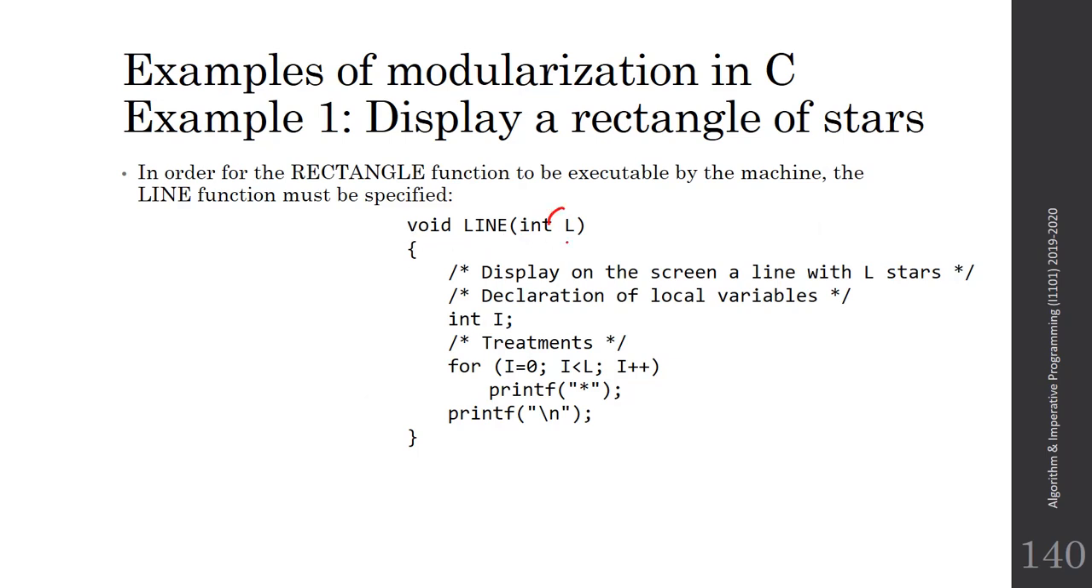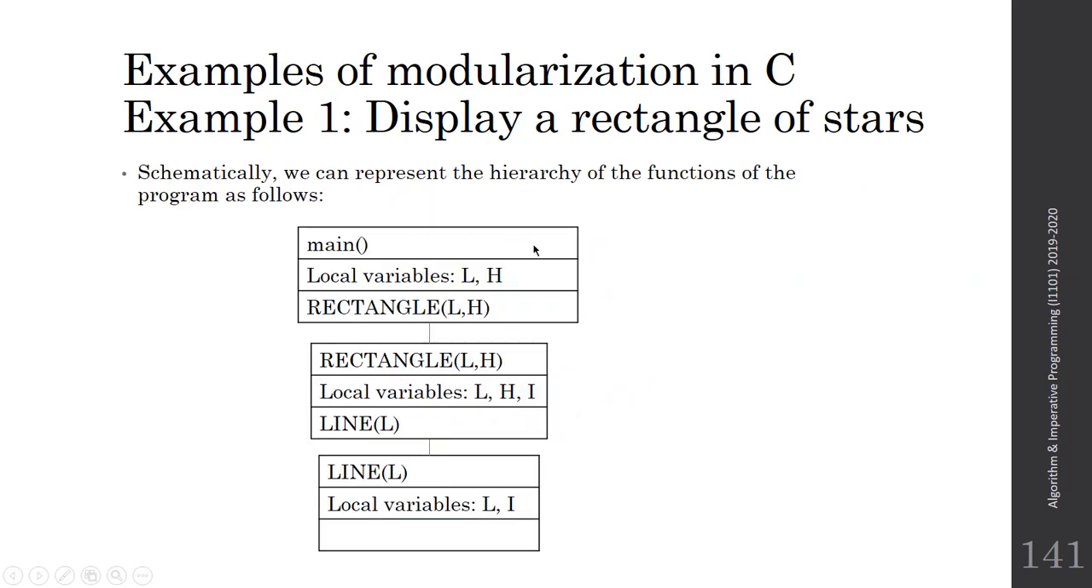Look well. I have called it L here, but you can call it A, you can call it B. Who cares? It's a local variable to line, visible only within the function line. I need to print L stars, so I'm looping L times and printing a star. Again, I have two local variables, I and L, and at the end I will be printing \n because I need to go to a new line. So let's see how we have proceeded.